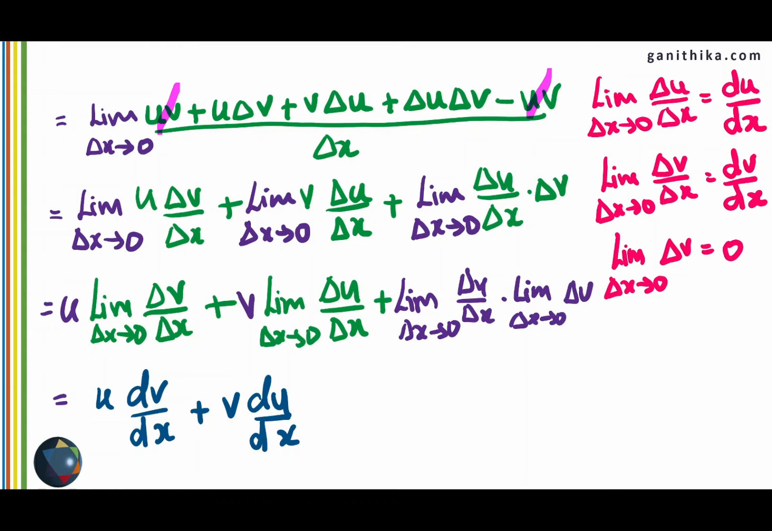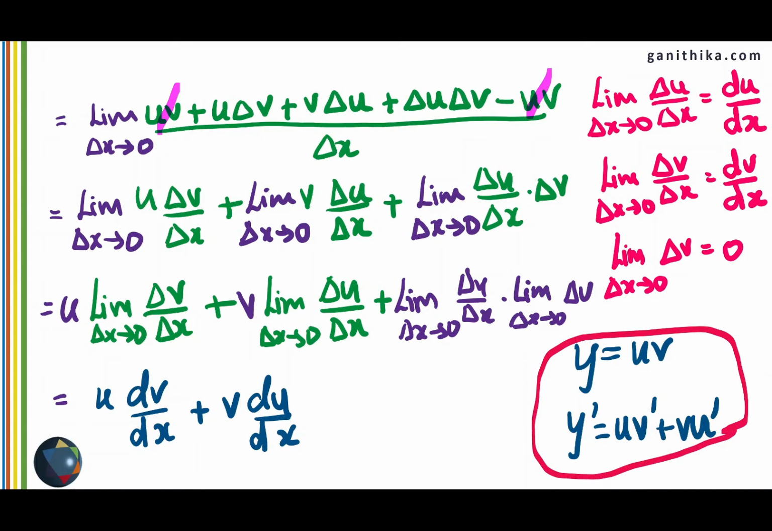So we have the derivative of y as u dv over dx plus v du over dx, which is the first function multiplied by the derivative of the second function plus the second function multiplied by the derivative of the first function. So if y is a product of two functions u and v, then the derivative would be u v dash plus v u dash, and this is the product rule. Let's apply this rule on some examples.